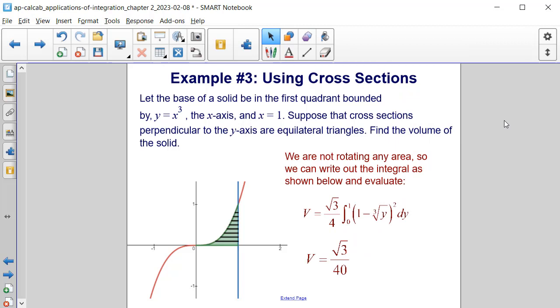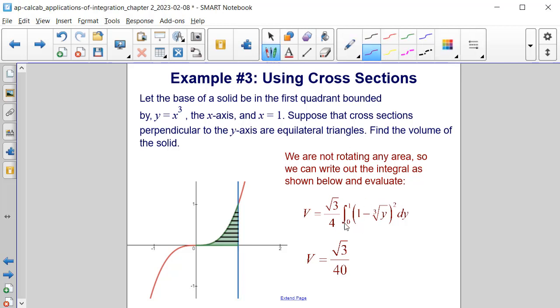We are not rotating any area, so we can write out the integral as shown below and evaluate. The volume is equal to the square root of 3 over 4 from our area formula, which can be pulled out of the integral because it's not going to change. And then we have the integral from 0 to 1 of our b squared, and that b is 1 minus the cube root of y, squared. And then remember, the thickness of each cross section is dy, because again, we're making it perpendicular to the y-axis.